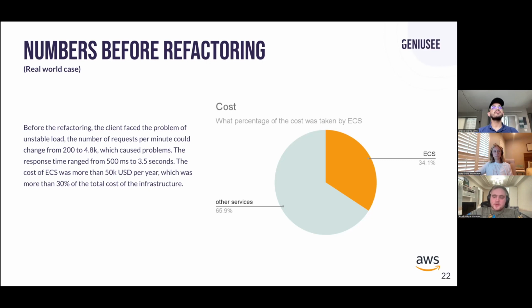The response time ranged from 500 milliseconds to 3.5 seconds, and the cost of all of this configuration was more than $50K per year, which was more than 30% of the total costs of the infrastructure. The client decided not to increase the number of instances which run 24/7. He just tried to find another way to handle this load, and maybe some cheaper way to handle it.